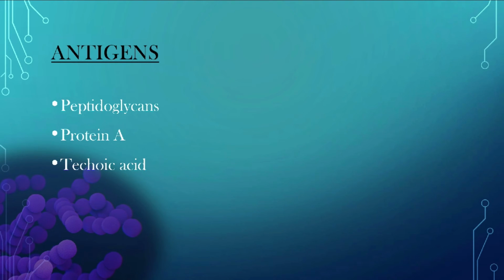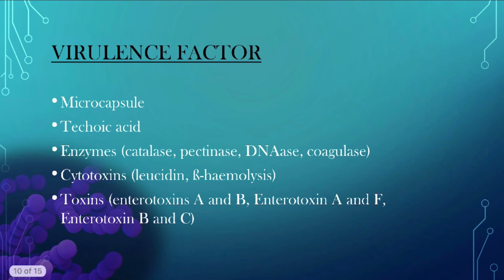Next is about the antigens. They have peptidoglycans, protein A, and teichoic acid. And about the virulence factors, they have microcapsules and teichoic acids. Enzymes: they have catalase, pectinase, DNase, and the coagulase enzyme is also present. Cytotoxins like leucocidin and beta hemolysin are present, and toxins, for example enterotoxin A and B, and enterotoxin B and C are present.